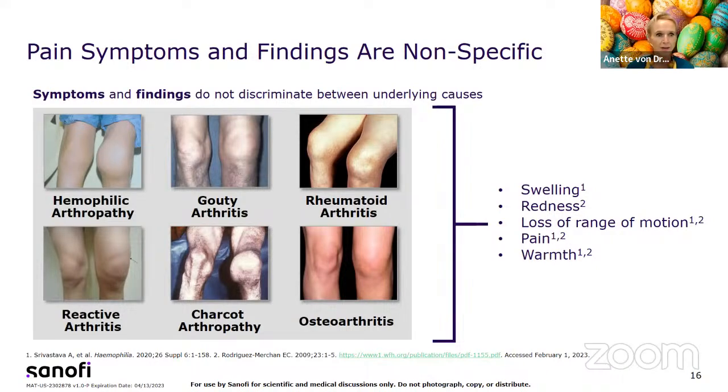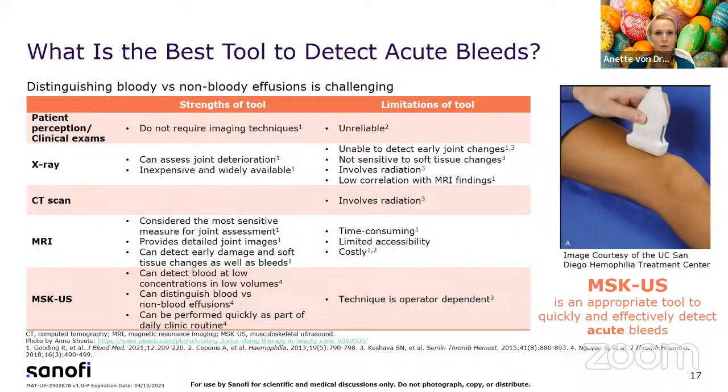If you look here at a number of conditions from hemophilic arthropathy to gouty arthritis, rheumatoid arthritis, reactive arthritis, osteoarthritis, and I think many of us don't even know anymore what Charcot arthropathy is. But all these arthritic conditions present with swelling, redness, loss of range of motion, pain, warmth. It's really non-specific to hemophilic arthropathy. And what do we lose in terms of treatment if we don't make an accurate diagnosis of what's going on in the joint? So what is the best tool to detect acute bleeds in clinic?